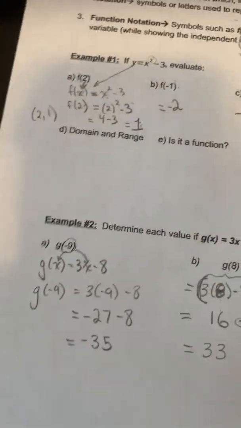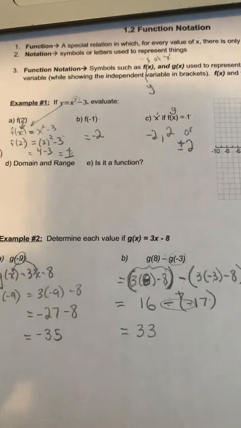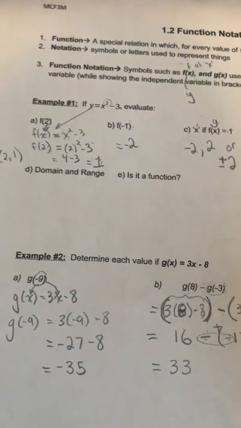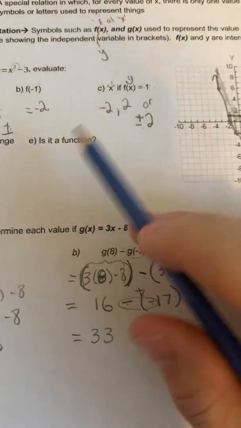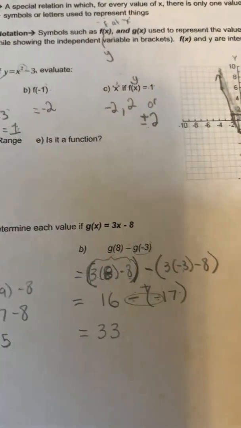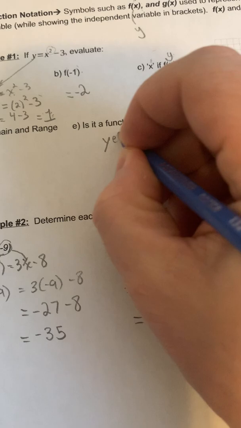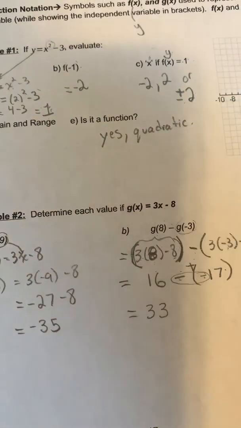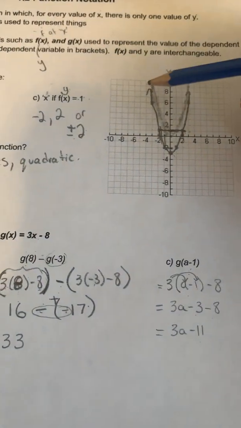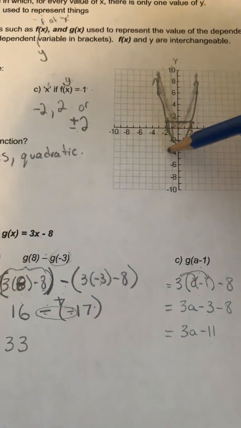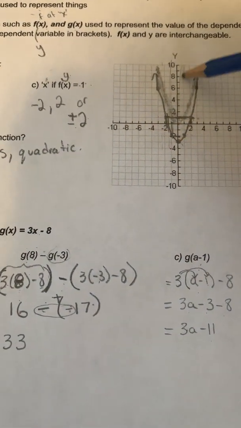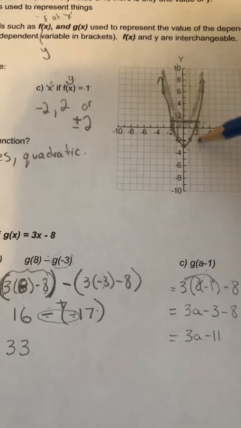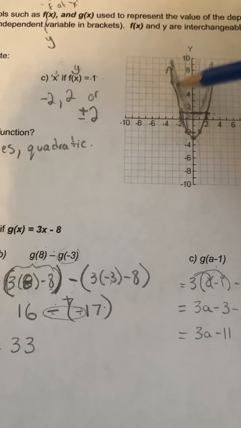Okay, so my apologies. I'll go back to the domain and range here, and whether it's a function. So is it a function? Well, it's a quadratic, so yes, it is a function. Yes, a quadratic function. And it also passes the vertical line test, so you could draw a vertical line along this graph at any point, and it only touches the graph at one point.